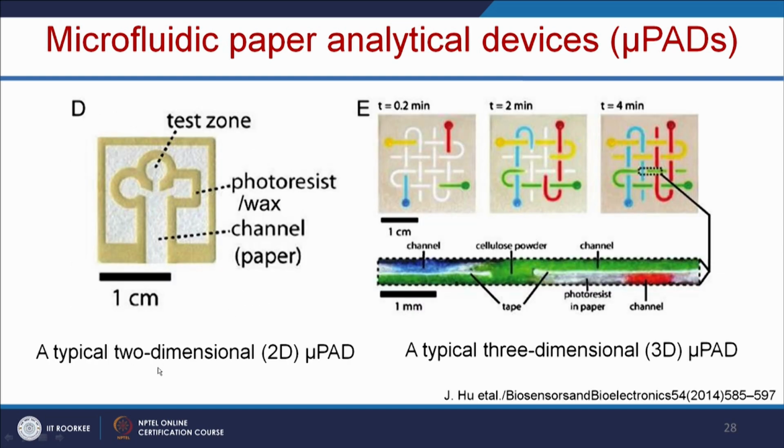So this is a typical example of a 2-dimensional micropad. So this is a channel, okay, and this channel can be created using photoresist or wax, and this is a test zone. And when you add the sample, it can detect the glucose or the protein in the urine sample or any other sample. And this is a 3-dimensional micropad, okay. So here it has multiple channels, which could be useful for detecting multiple pathogens.